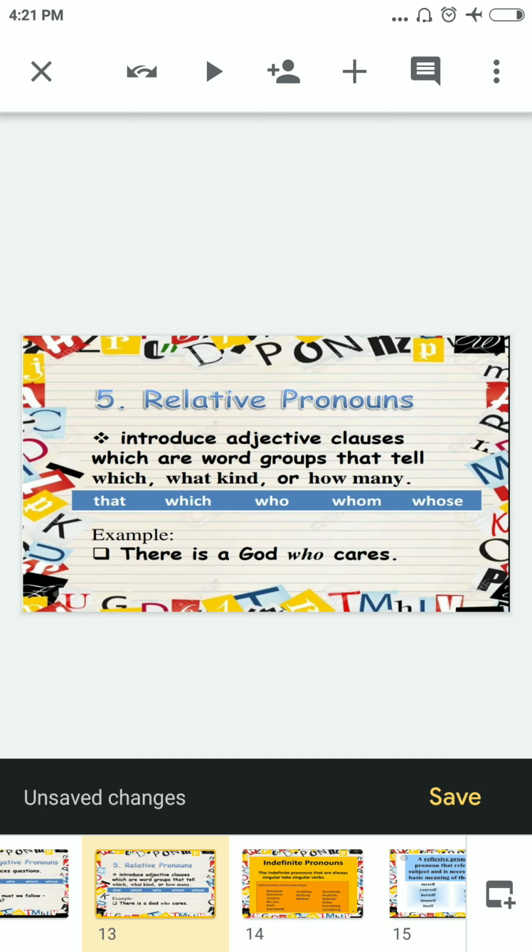Okay, so here, "who" is showing the relation. Okay, about whom we are talking. Okay, that there is a God who cares. There is a God who cares.